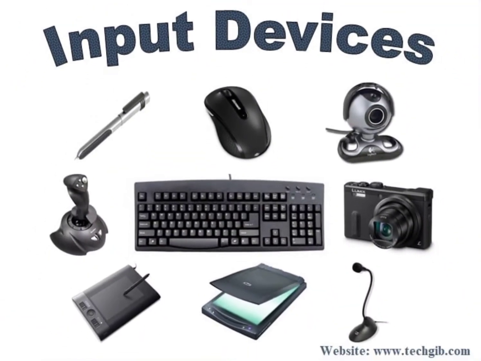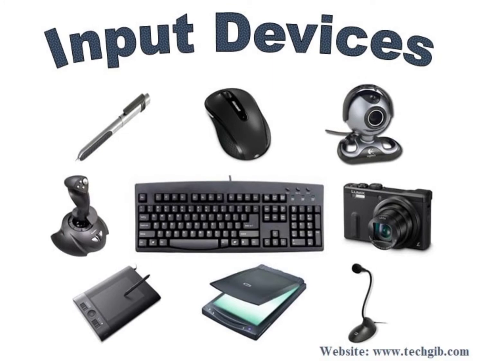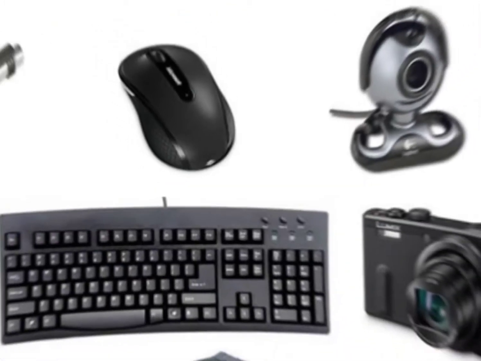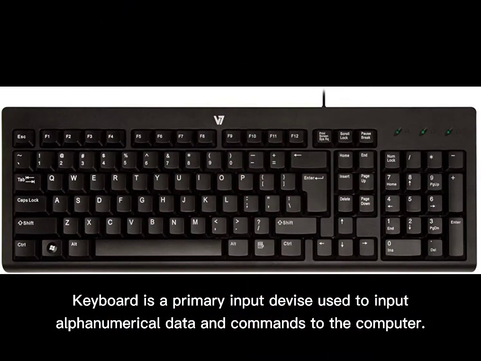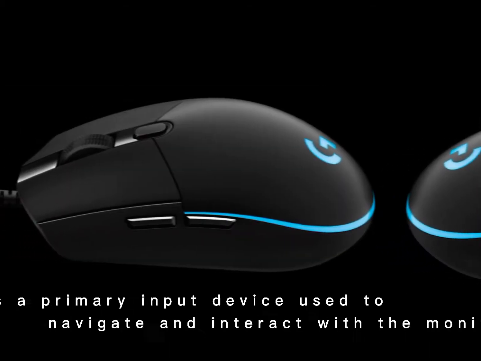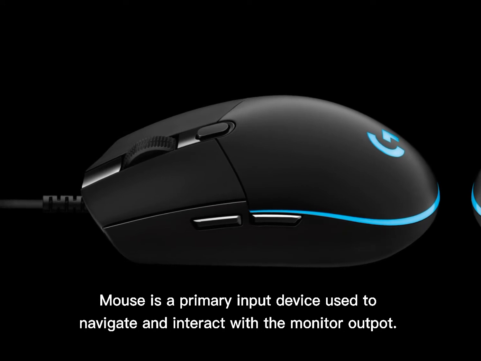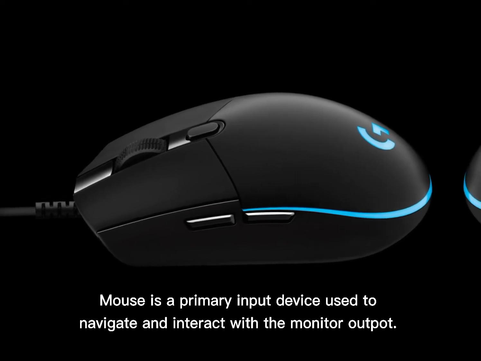Input devices allow the user to communicate with the computer by entering data or commands. It is composed of keyboard, mouse, scanner, webcam, and joystick. Keyboard is a primary input device used to input alphanumerical data and commands to the computer. Mouse is a primary input device used to navigate and interact with the monitor output.